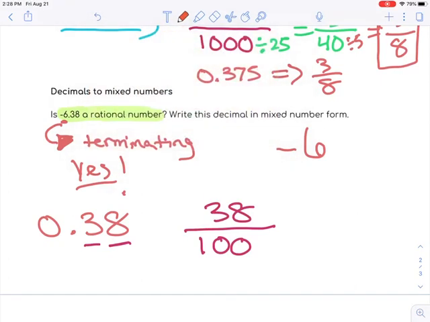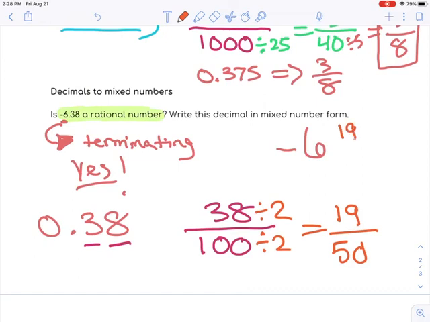So what can I divide both 38 and 100 by? Let's just start with 2. We know these are both even numbers, so they're divisible by 2. 38 divided by 2 is 19. And 100 divided by 2 is 50. And this is in simplest form. I can't divide either of these numbers. There's no common factor here. So my mixed number is -6 and 19/50. So this is my mixed number.